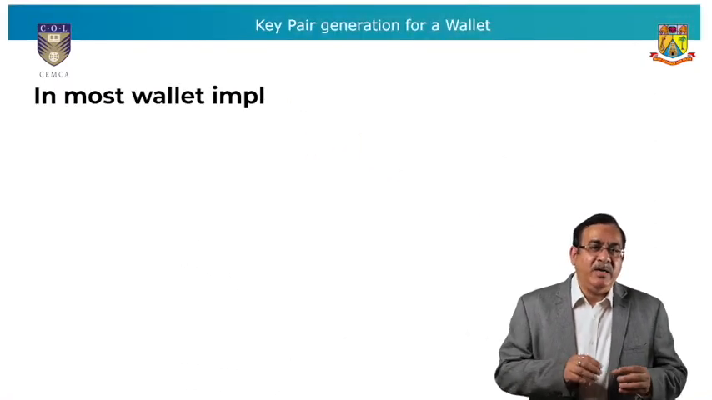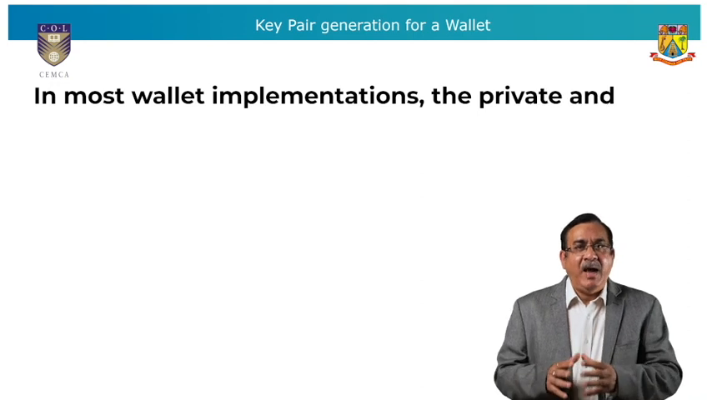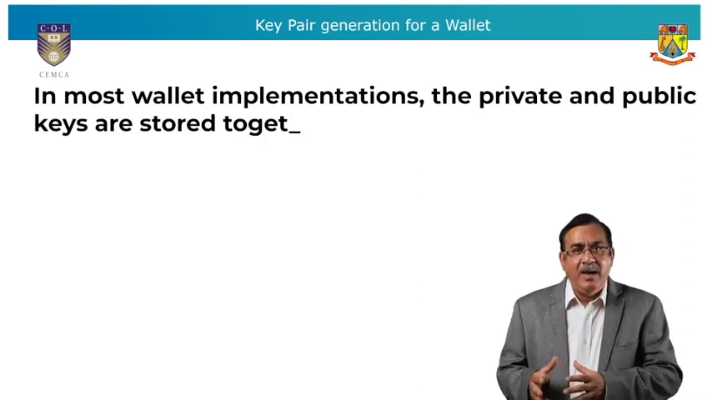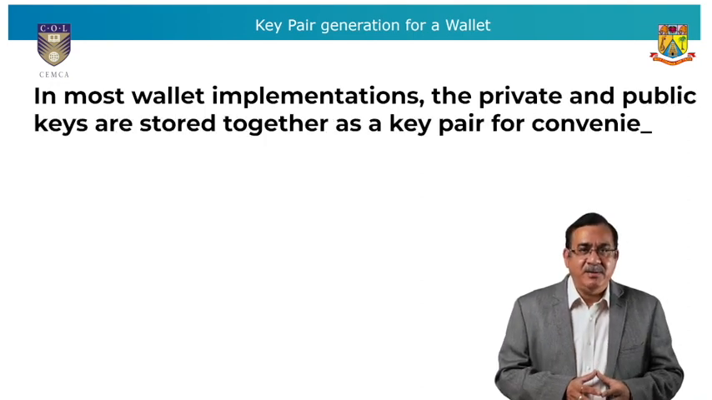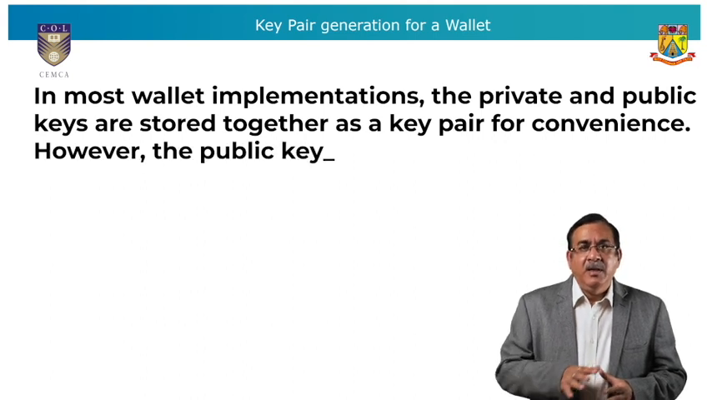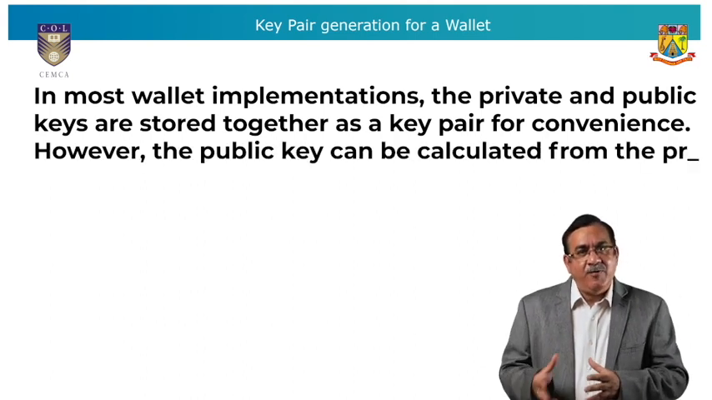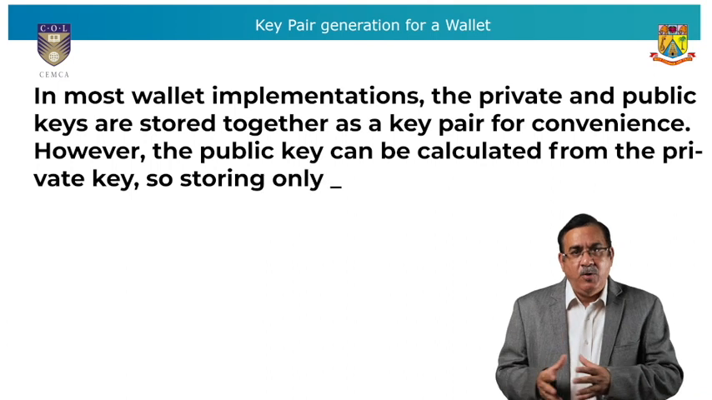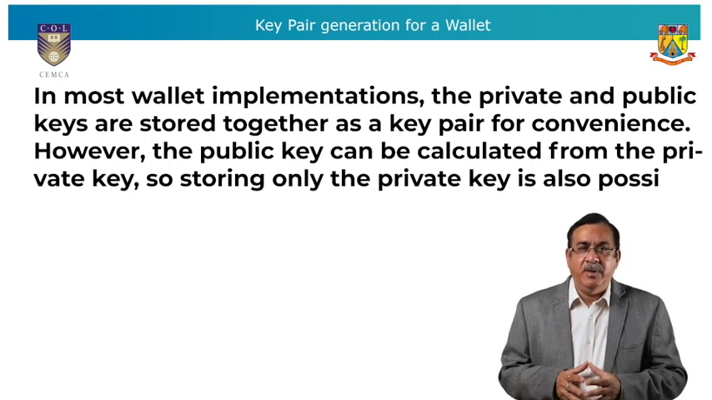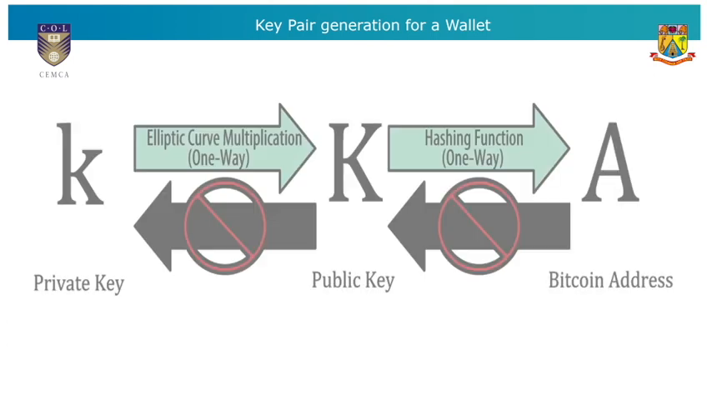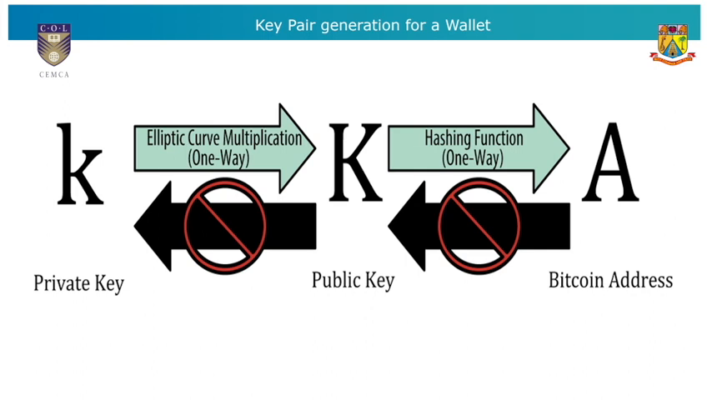In most wallet implementations, the private and public keys are stored together as a key pair for convenience. However, the public key can be calculated from the private key, so storing only the private key is also possible. The diagram shows the generation and the relationship clearly.